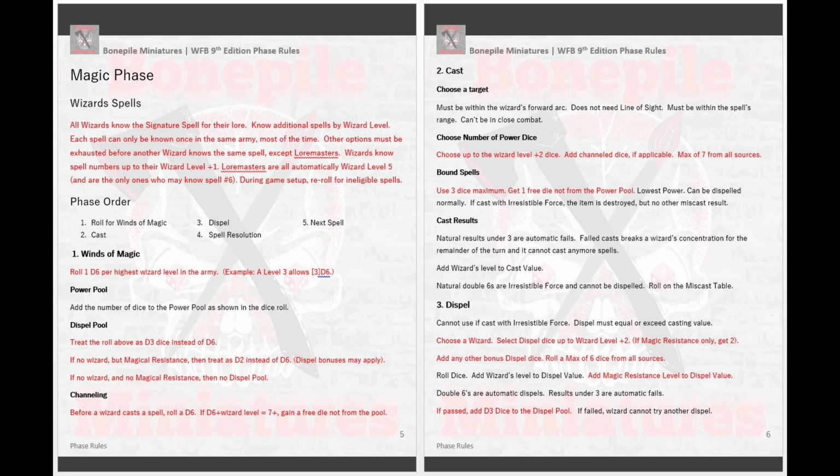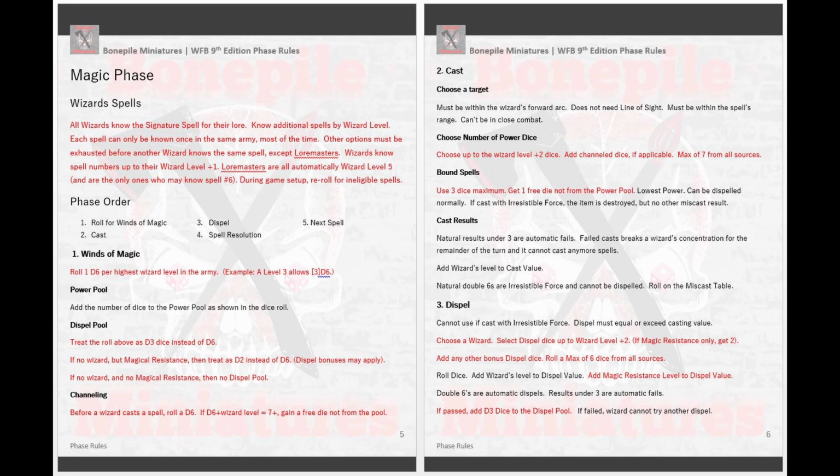And that would also apply to the following statement, which finishes up this dispel pool section by saying, if you don't have a wizard and you don't have magic resistance, then you don't have a dispel pool. And once again, I think that just makes a lot of sense. But of course, you could still have a dispel scroll or something like that, but you wouldn't have a dispel pool if you did not bring a wizard and you don't have magic resistance.